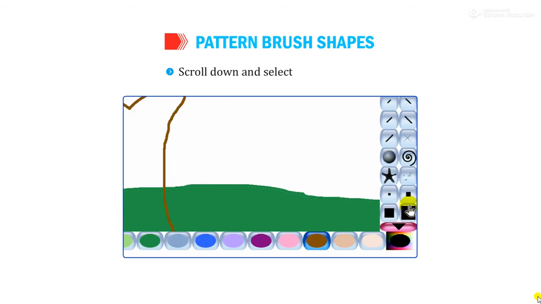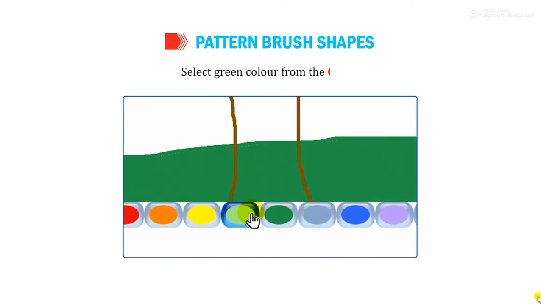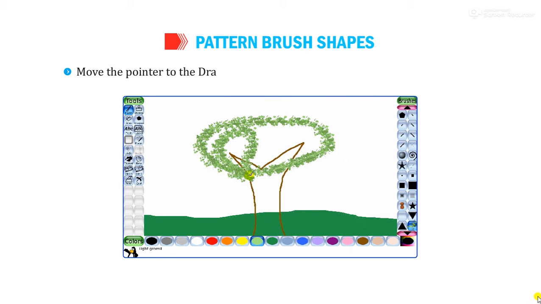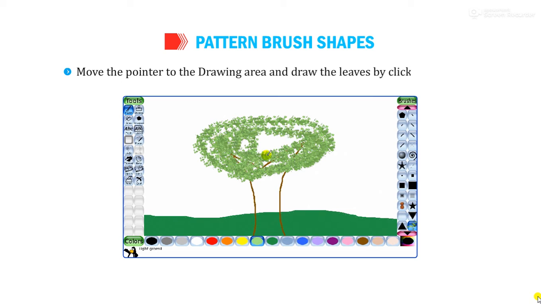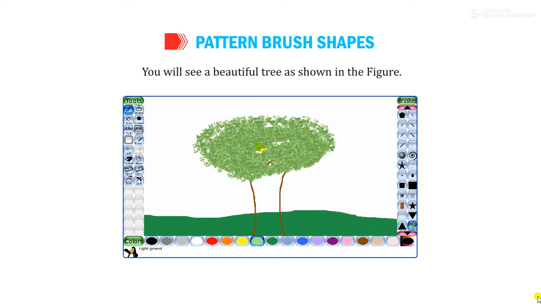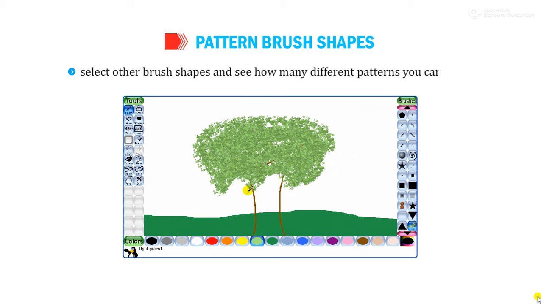Scroll down and select the vine shape. Select green color from the Colors palette. Move the pointer to the drawing area and draw the leaves by clicking on the stem. You will see a beautiful tree as shown in the figure. Similarly, select other brush shapes and see how many different patterns you can draw.